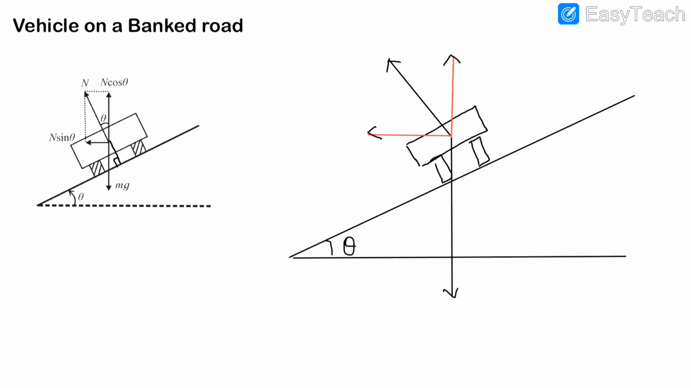Now the weight of the vehicle is vertically downward, mg. Normal reaction is normal to the surface, so it is inclined. Now by trigonometry, this angle becomes theta. How this angle becomes theta, I will show. Now this is theta. Okay, I am extending this line, and here the angle is 90, so the remaining angle becomes 90 minus theta. Now I got this angle.